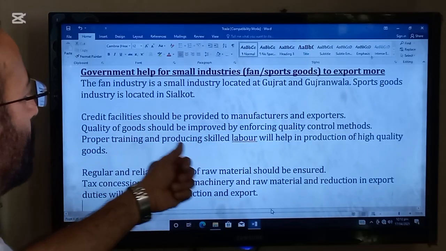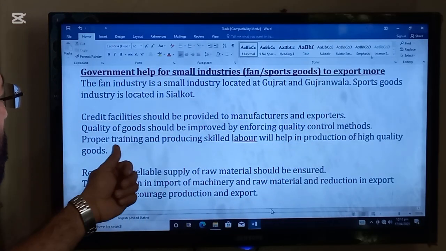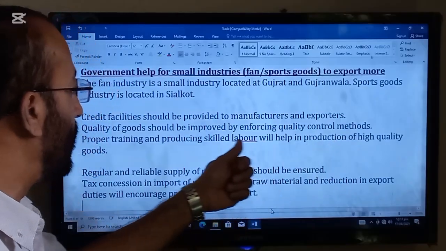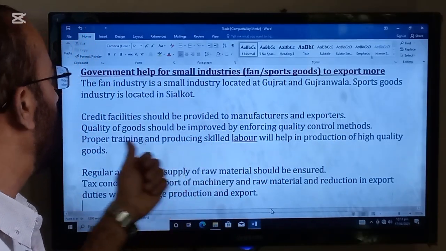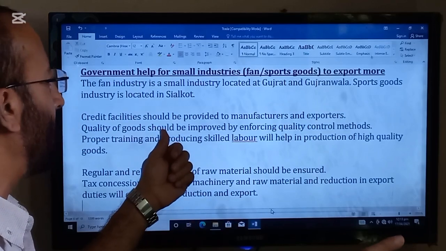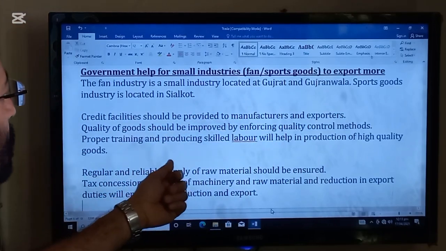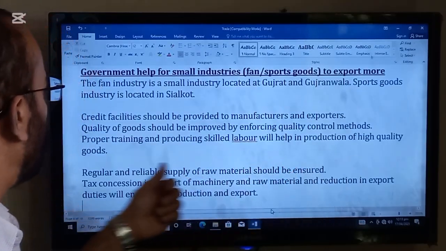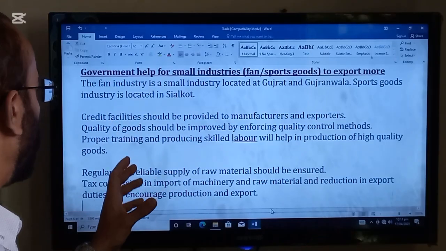Credit facilities should be provided to manufacturers and exporters. The quality of the goods should be improved by enforcing quality control methods. So that is the point that can be enforced by the government, and credit facilities should be provided to small businesses. Proper training and producing skilled labor will help in the production of high quality goods. So these are the points which can help small industries.